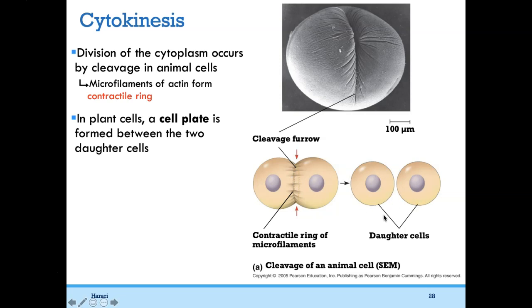Plant cells don't do this whole cleavage furrow with the contractile ring. They form a plate of cell wall right between their two cells.